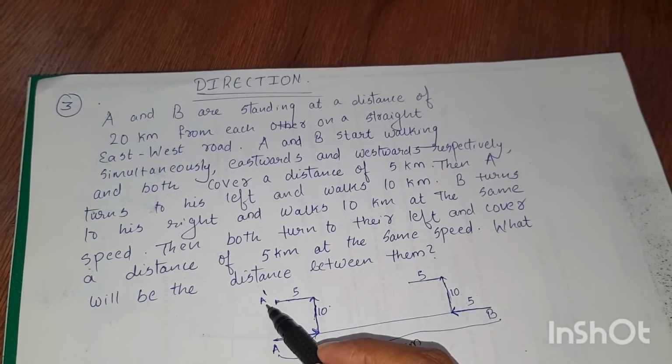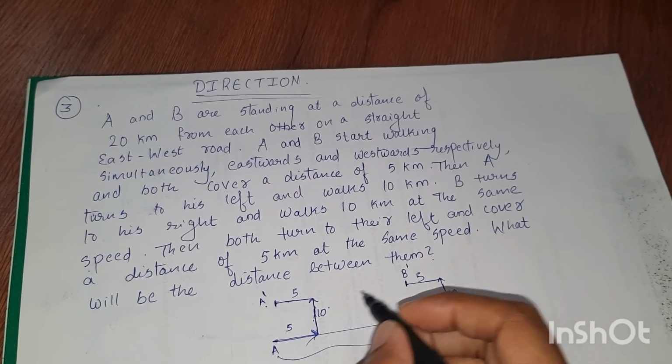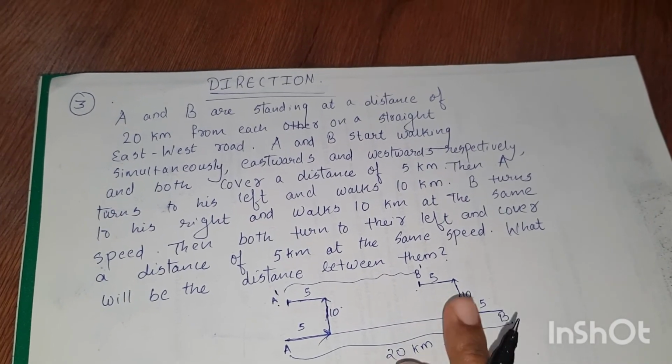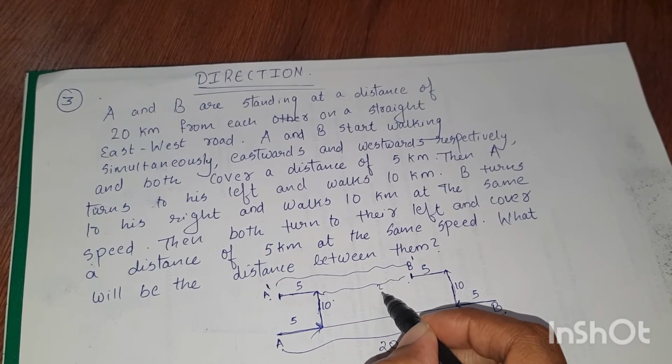So A is standing here. A's newest position is this. Similarly, B's newest position is this. You have to find the distance between A dash and B dash. That is the question. For that, we need to know this much distance that we don't know. We have to find it out.